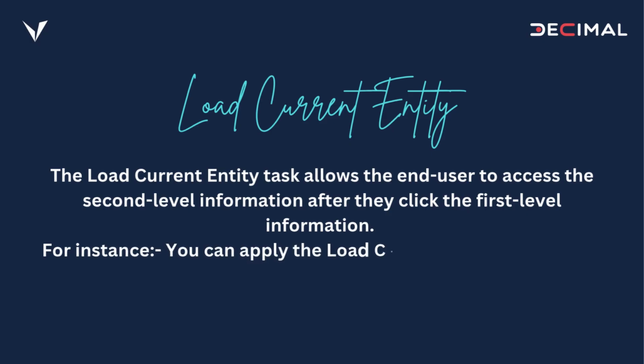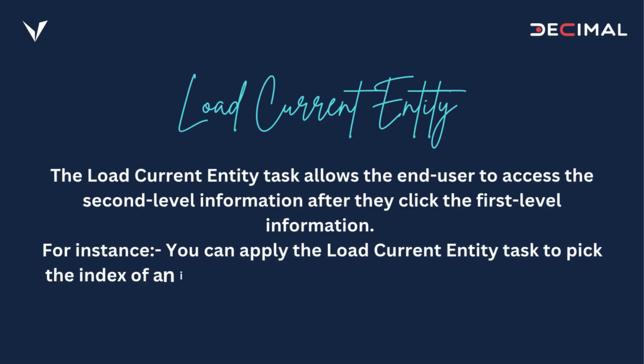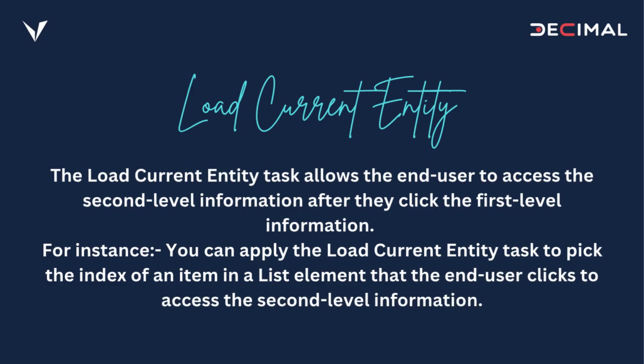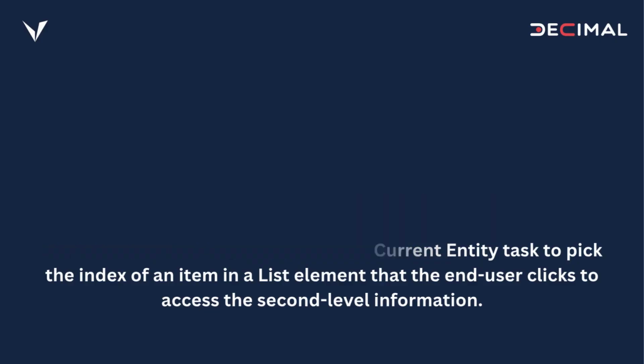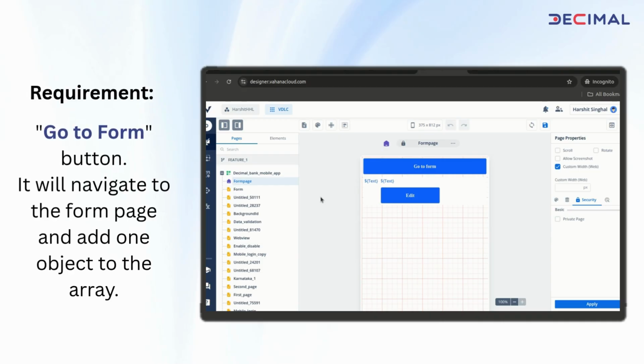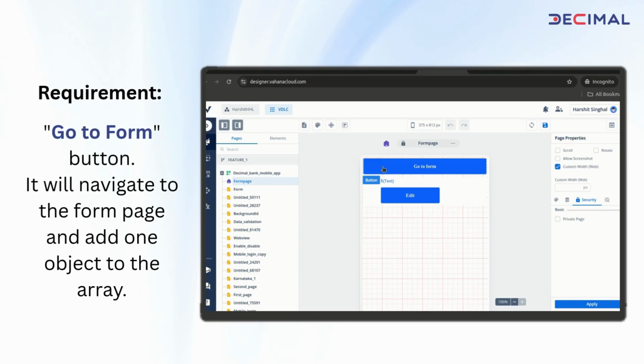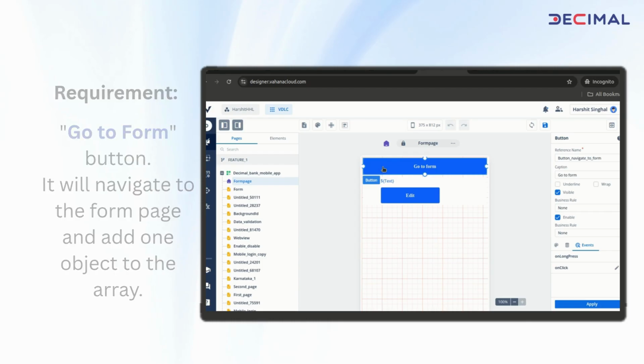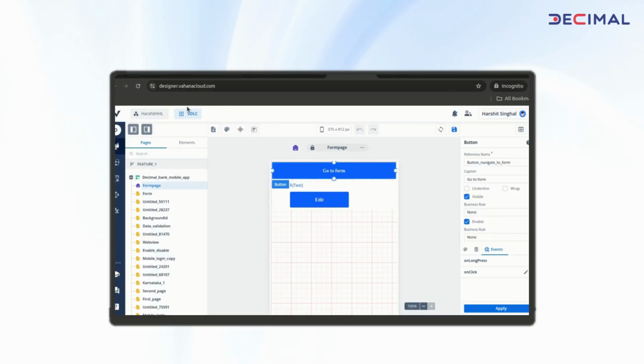For instance, you can apply the load current entity task to pick the index of an item in a list element that the end user clicks to access the second level information. Our requirement is, when we click on the Go to Form button, it should navigate to the form page and add one object to the array. Let's begin by creating an entity.